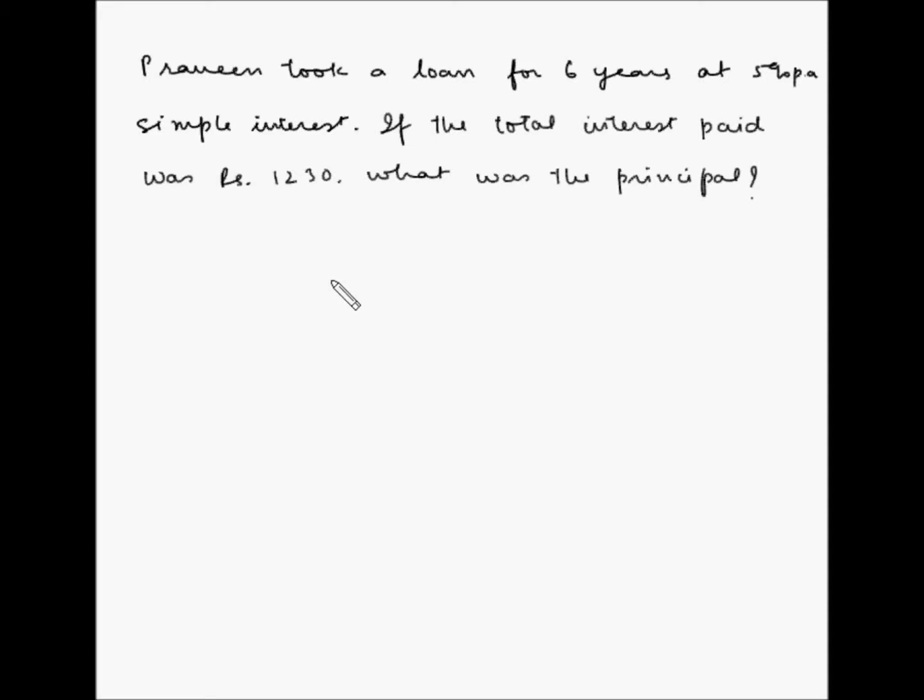So here Praveen has taken a loan for a period of 6 years. So 1, 2, 3, 4, 5 and 6. So he has taken a loan of a certain amount which we don't know. So this is the principal, which is P.